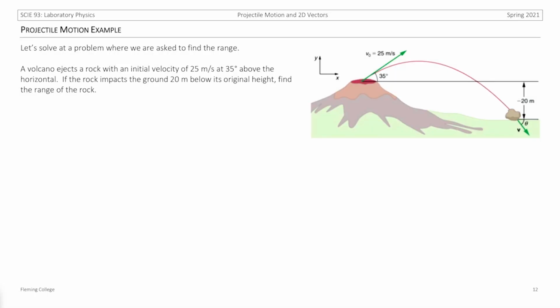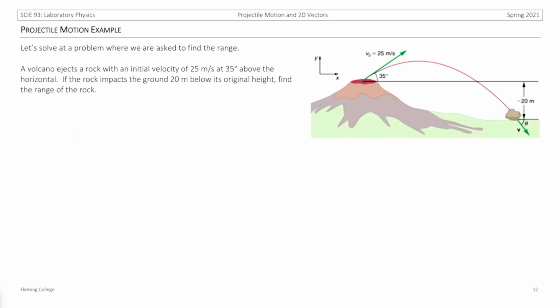All right, I think we're ready to look at our first projectile motion example. So let's consider a volcanic rock ejected from a volcano. If the rock ejects with an initial velocity of 25 meters per second at a direction of 35 degrees above the horizontal, and the rock impacts the ground 20 meters below its original height, let's find the range of the rock. Your textbook does a couple other examples here, but I figured we should do a novel one.